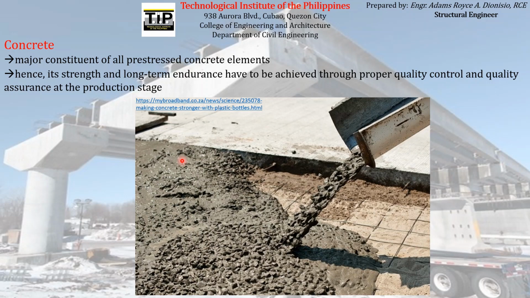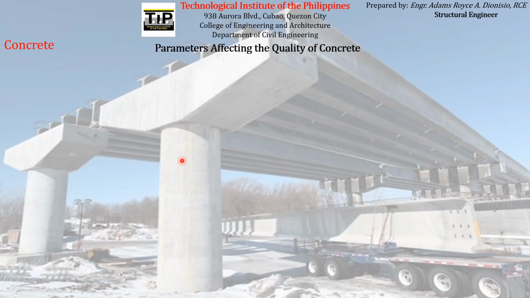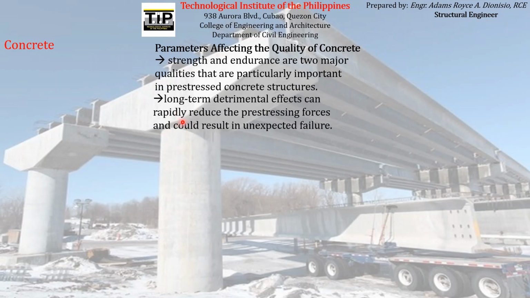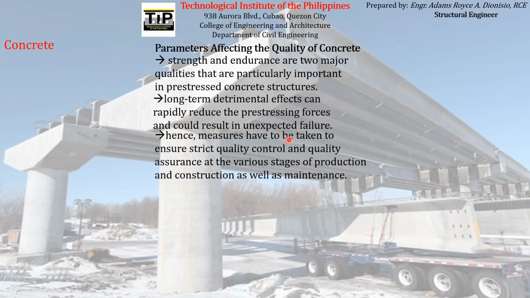As we all know, the strength and endurance of concrete usually depend on how it is made at the production stage. So there are parameters affecting the quality of concrete. Strength and endurance are two major qualities that are particularly important in pre-stressed concrete structures. Long-term detrimental effects can rapidly reduce the pre-stressing forces and could result in unexpected failure. Hence, measures have to be taken to ensure strict quality control and quality assurance at the various stages of production and construction as well as maintenance.